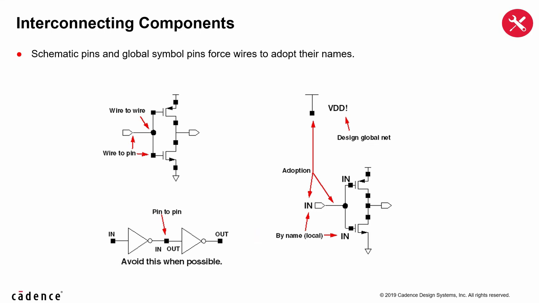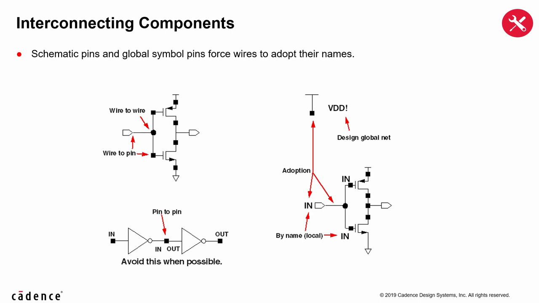You can also connect components by name. If two wires are labeled with the same name, they become part of the same net when connectivity is established. You can see this in the diagram over here on the right. If a net is unnamed, the system generates a name. Also, if a wire is connected to a schematic pin, then the pin name is used to name the net by adoption when connectivity is established. You can also see that over here in the diagram on the right.